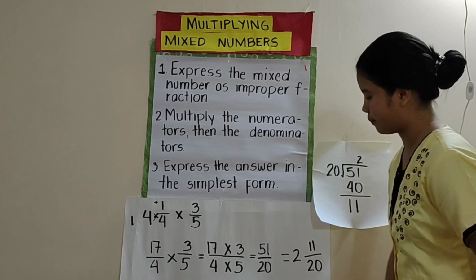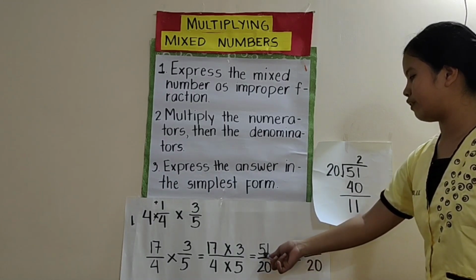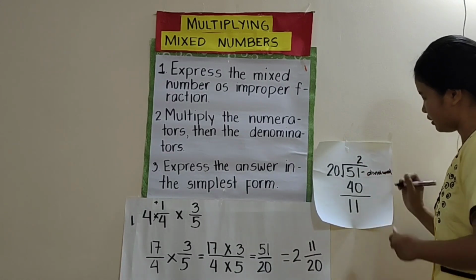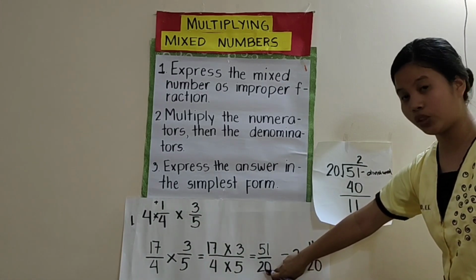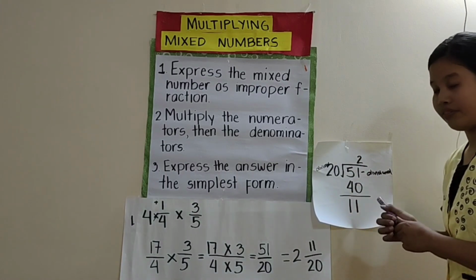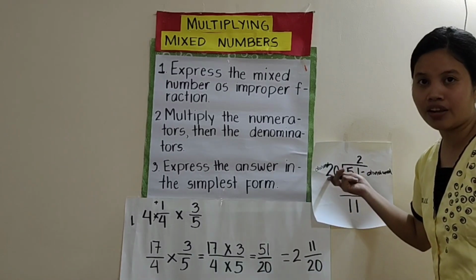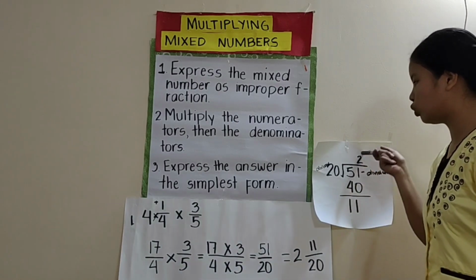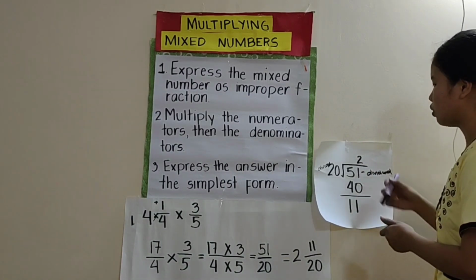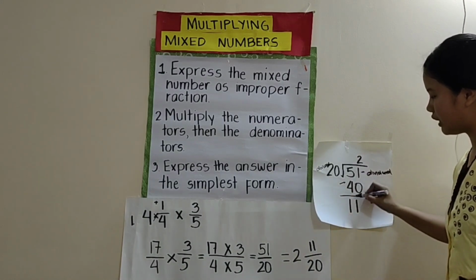So how do we do it? We will be dividing this. So 51 as our dividend, and 20, our denominator, as divisor. So how many 20s are there in 51? So we have 2. We will put the number 2 here above the 1. So 2 times 20 is 40. 51 minus 40 is 11.